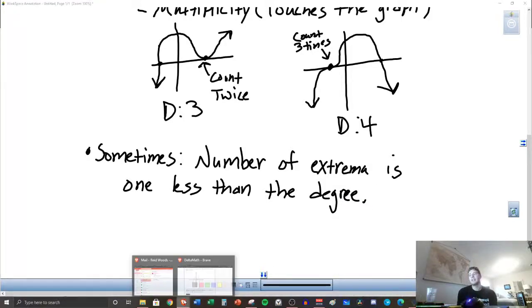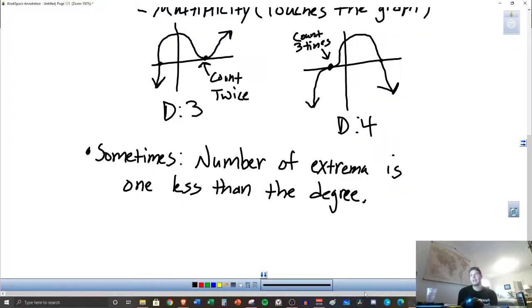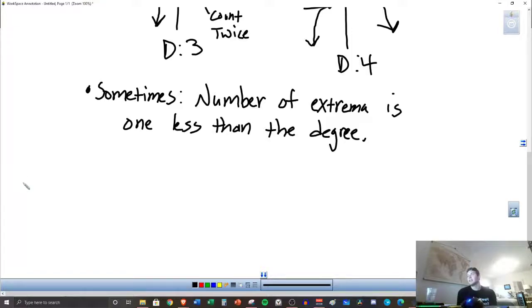Yeah, that's not necessarily the case here. We have 1, 2, 3 relative max and minimums. We know that this is a 6-degree polynomial, but there'll be other examples where we'll see that. So now we need to figure out this lead coefficient business. And again, this all ties back to that end behavior, and it's the idea of concavity.